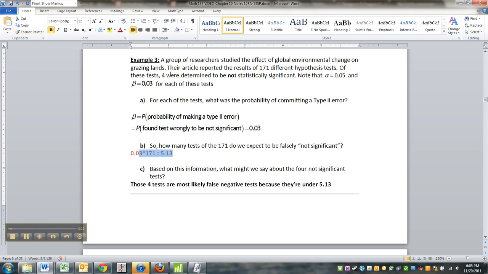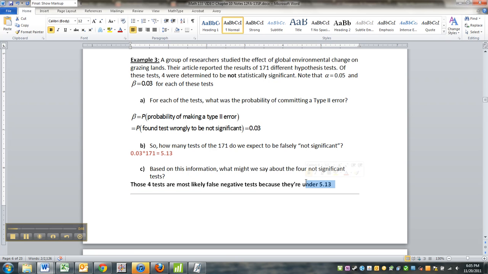So when you get 4 negative tests, are those the 4 you should really pay attention to instead of the 167 tests that did show something was going on? The answer is no. Those 4 tests are probably, now we're not 100% sure, but they're probably false negative tests because they're well within the threshold of what we were expecting. We were expecting around 5.13 negative tests anyway.